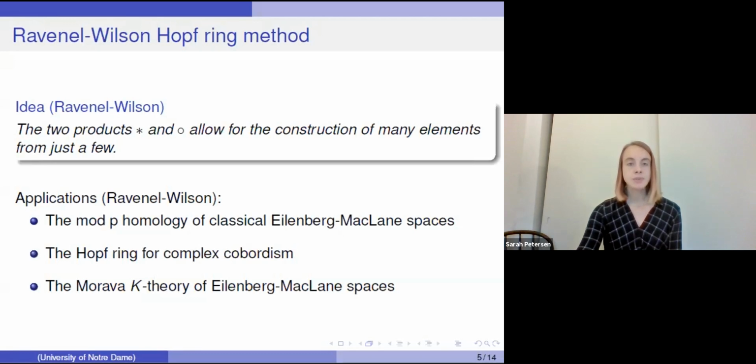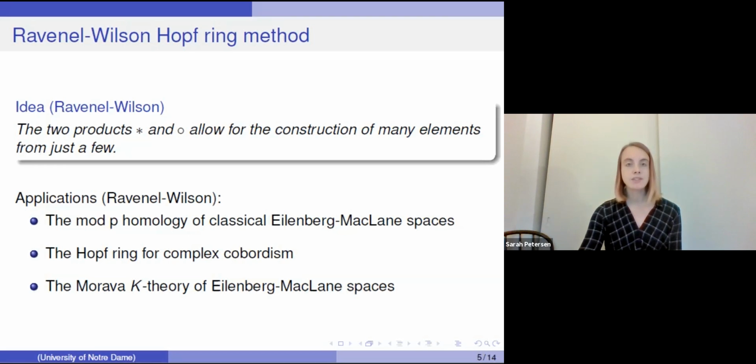So an idea pursued by Ravenel and Wilson was to use these two products, the star and circle product, to produce many elements in homology from just a few. And they successfully applied this approach to compute the mod p homology of classical Eilenberg-MacLane spaces, the Hopf ring for complex cobordism, and the Morava K-theory of Eilenberg-MacLane spaces.